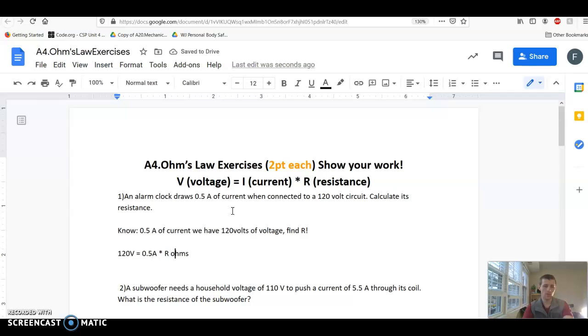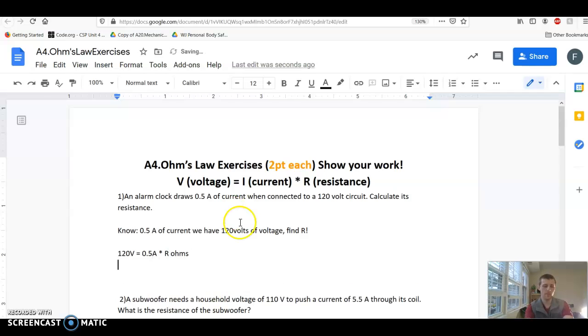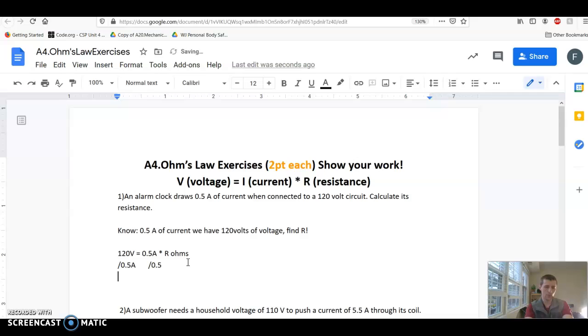Okay, well, if we want to get ohms by themselves here, we've got to divide both sides by 0.5 A. And the reason we're dividing is that it's the opposite of multiplication, which is what we have over here on the right. When we do this, we get a result. 120 divided by a half is the same as multiplying it by 2, so 240. And the units here are going to be ohms. Volts divided by amps gives you ohms. And that should make sense to you because resistance is measured in ohms. So there you go. That is how you do number 1.